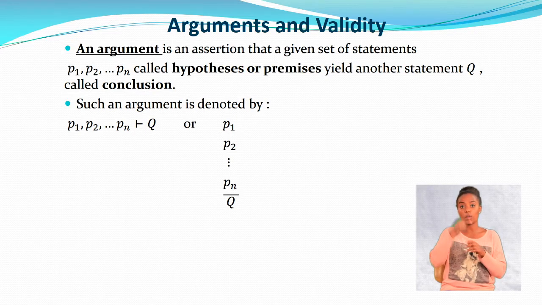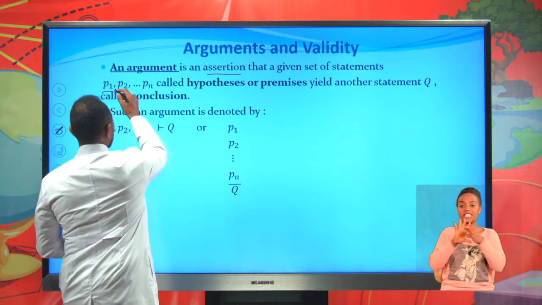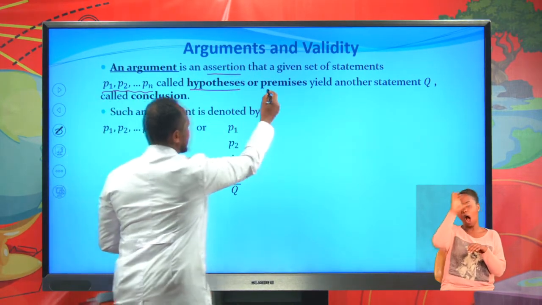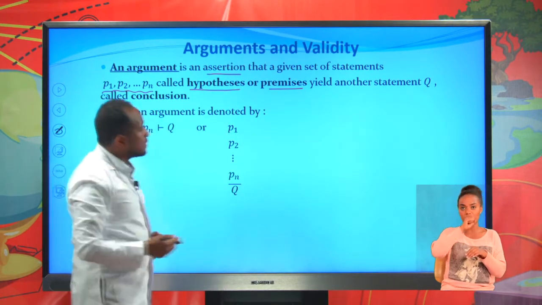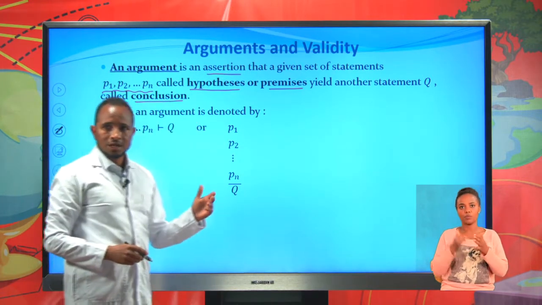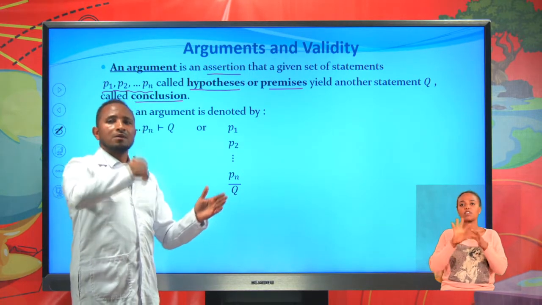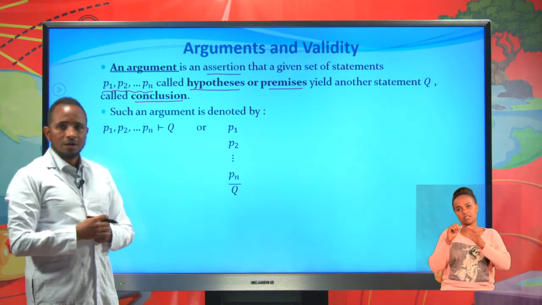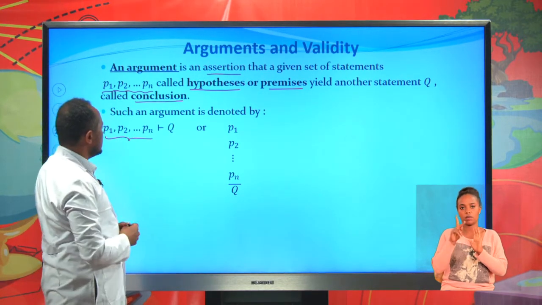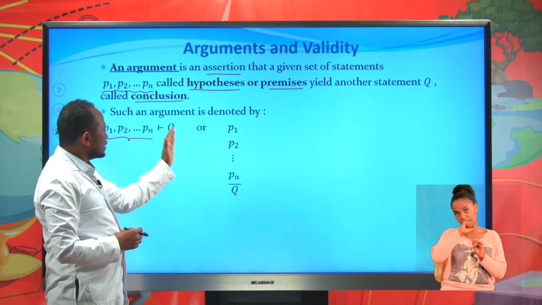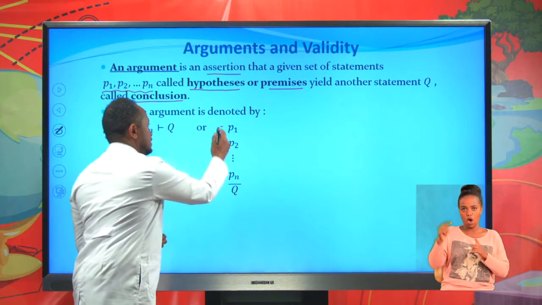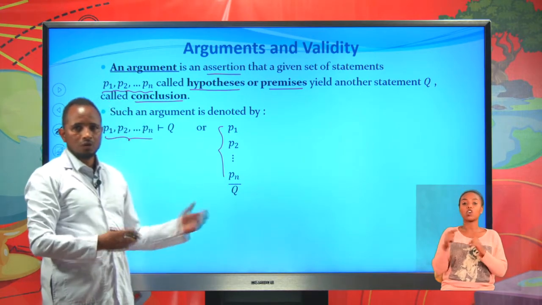An argument is an assertion that a given set of statements P1, P2 up to PN, which we call hypothesis or premises, yield another statement Q, which we call the conclusion. So an argument is an assertion that a set of statements yields another statement, the conclusion. An argument form is denoted as P1, P2, up to PN, these premises yielding a conclusion Q. This is an argument form.